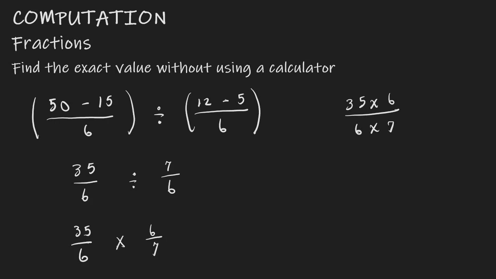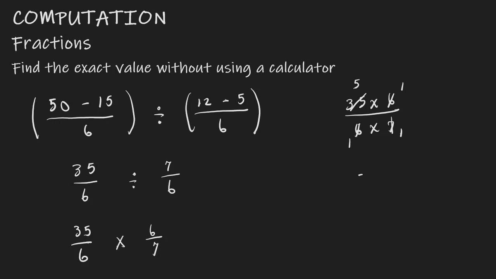At this point, I look to see how I can simplify my fraction as much as possible. I notice that I have 6 in my numerator and 6 in my denominator. The highest common factor between them is 6. So 6 into 6 is equal to 1, and 6 into 6 is equal to 1. I also notice that I have 35 in my numerator and 7 in my denominator. The highest common factor between them is 7. So 7 into 7 is equal to 1, and 7 into 35 is equal to 5.